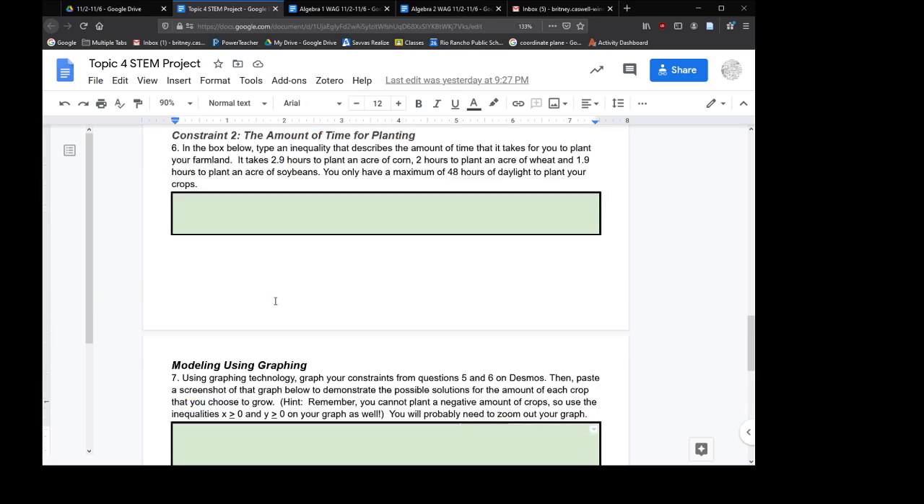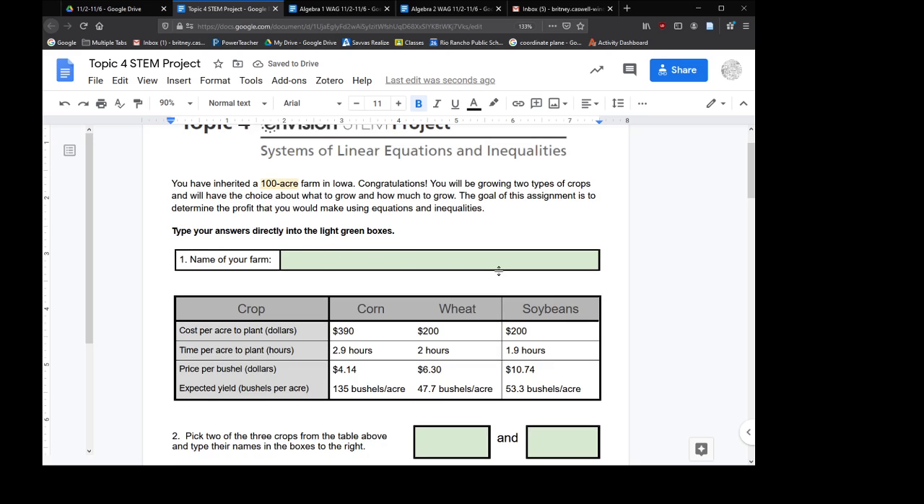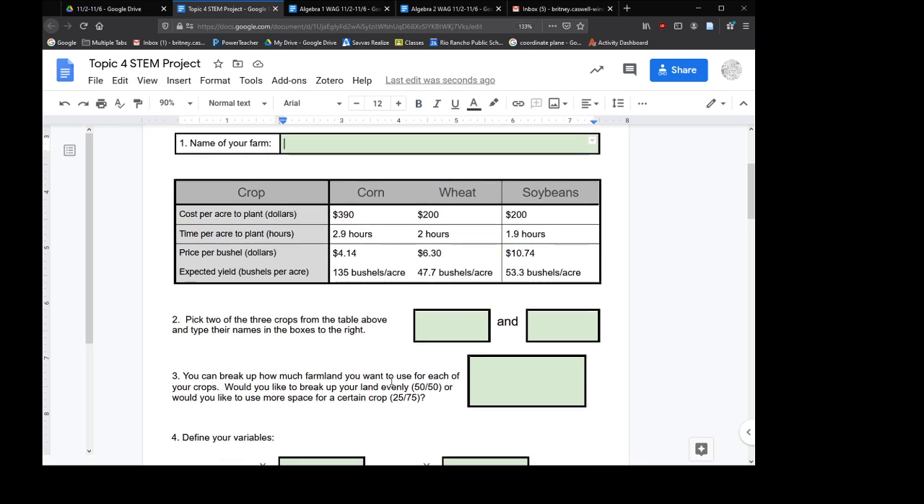Alright, so I just want to walk you through a little bit of our expectations. Here in box 1, we are expecting you to name your farm. I'm going to change this to light green boxes because they are not blue. Anyway, type in the name of your farm. Please pick something school appropriate.